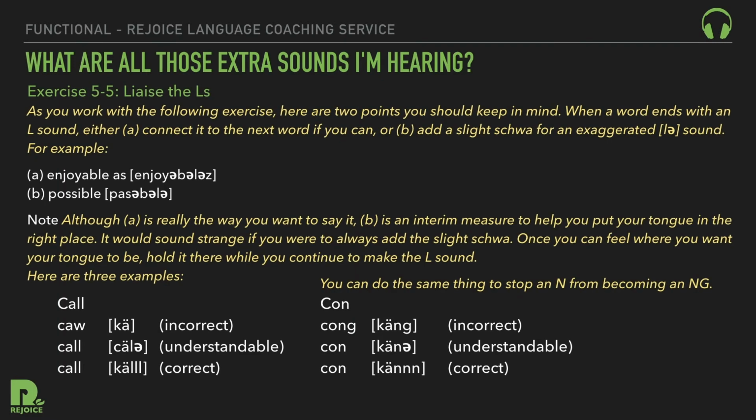Exercise 5-5. Liaise the L's. As you work with the following exercise, here are 2 points you should keep in mind. When a word ends with an L sound, either A, connect it to the next word if you can, or B, add a slight schwa for an exaggerated L sound. For example, A, enjoyable as. B, possible. Note, although A is really the way you want to say it, B is an interim measure to help you put your tongue in the right place.